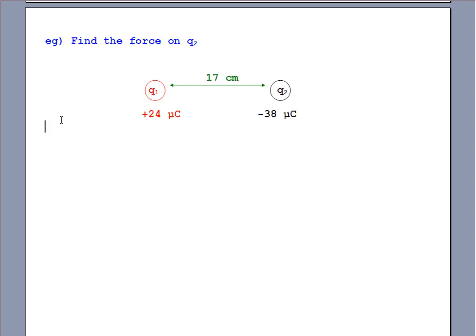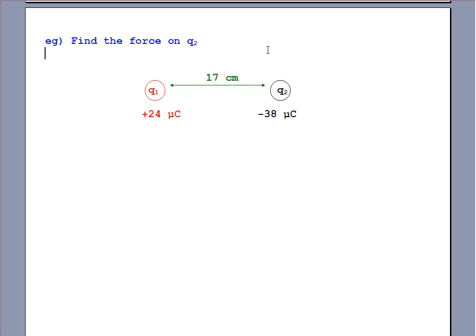All right, we're just going to try a couple of examples out, and then we'll be done this lesson for the day. First one here says, can you find the force on Q2? Just Q2. I don't know why they don't want to worry about Q1, but they're like, just Q2. What's happening to it? Well, I need to find size and direction for the force acting on this thing.